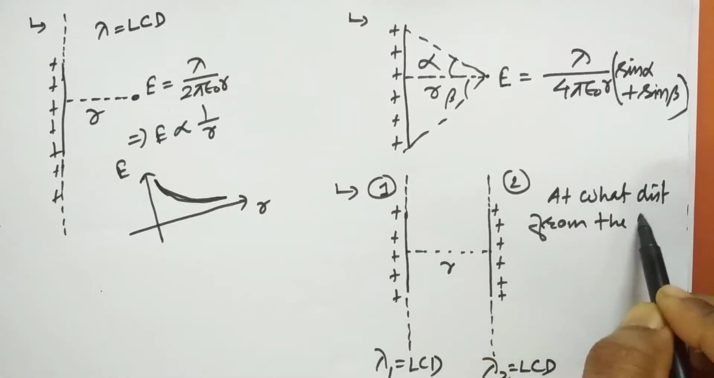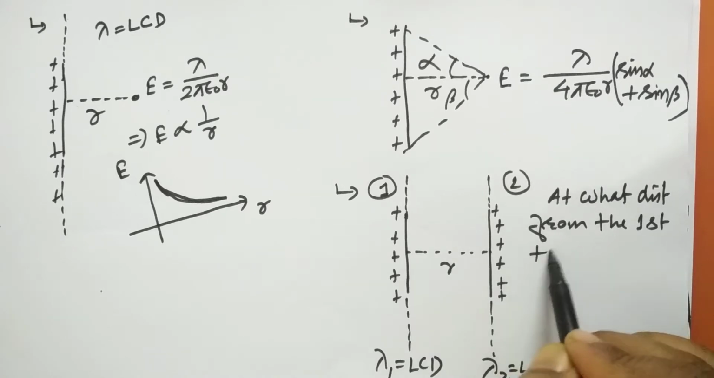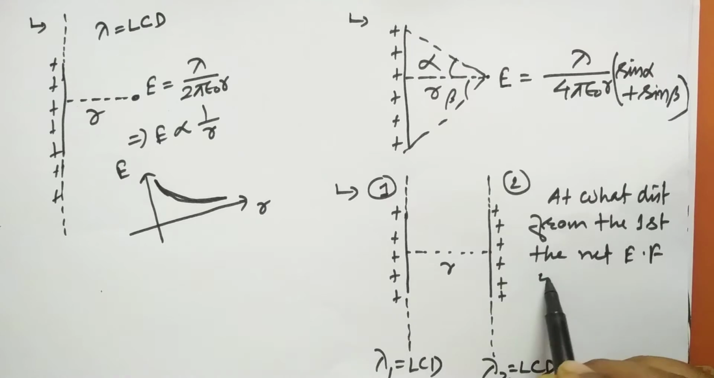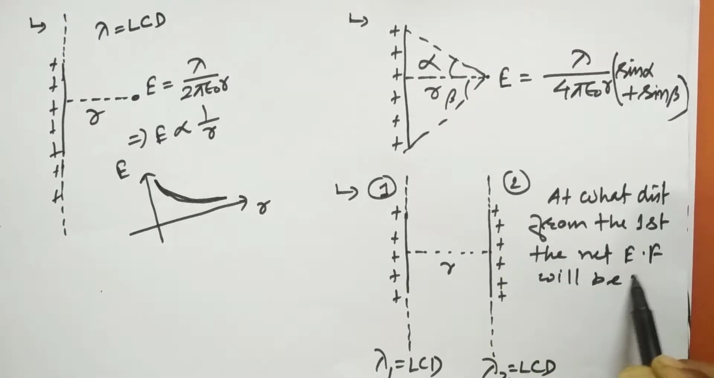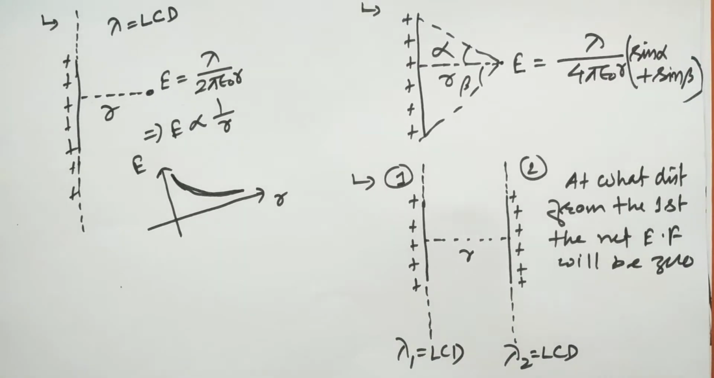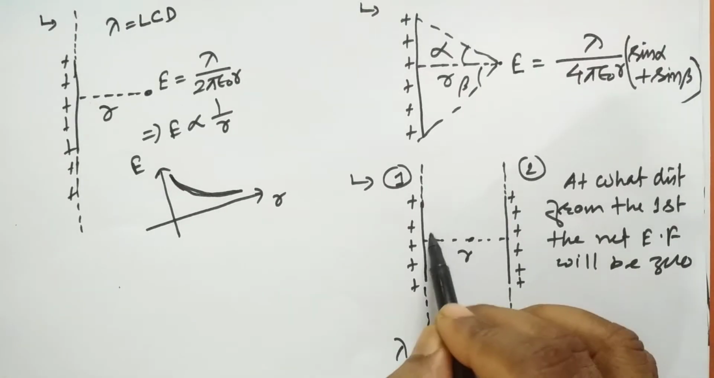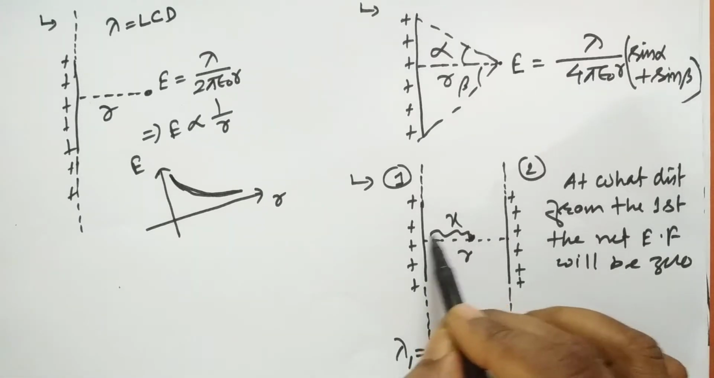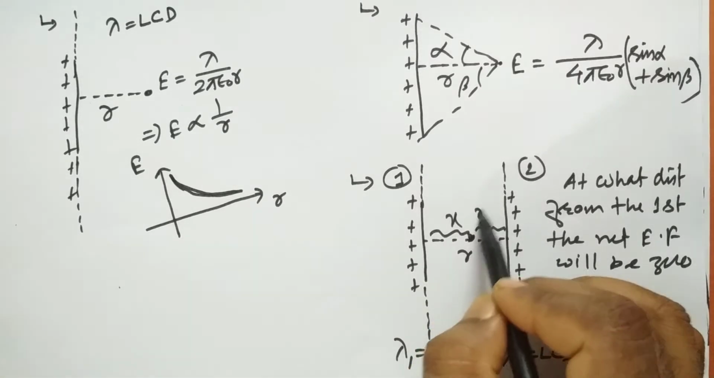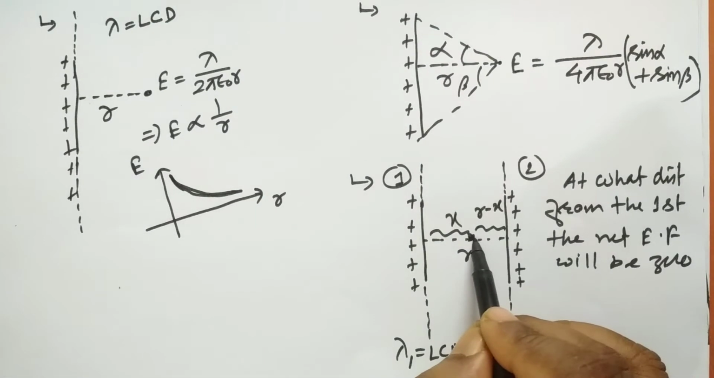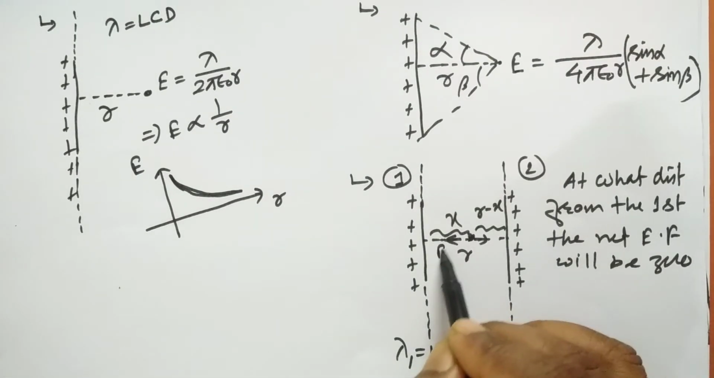at what distance from the first will the net electric field be 0? Let me consider that particular distance to be x. Suppose at this particular point the electric field is 0. If I consider this distance to be x, then the remaining is r minus x. Clear? So at this point I can assume both the electric fields to be in opposite direction.